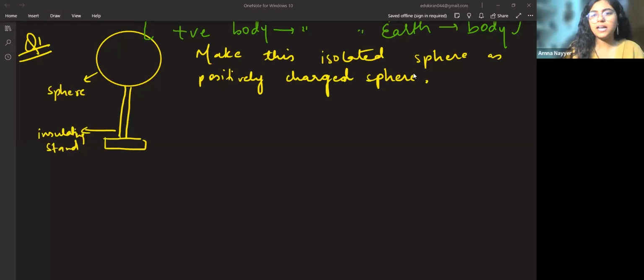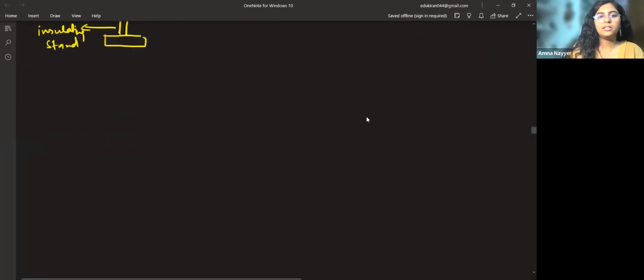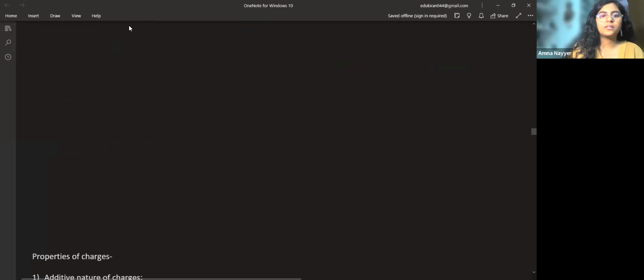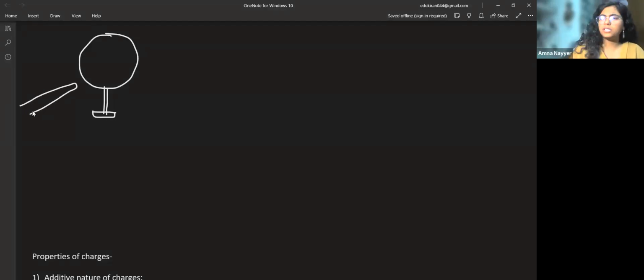See, this says to make this isolated sphere a positively charged sphere. So this sphere is present. Now we have to make this only positively charged, right? See, this is the sphere which is given on an insulating stand. Why? So that the charges do not move. So we'll bring a glass rod, but since we have to make it positively charged, let's bring up the negative glass rod. Let's say this is negatively charged.